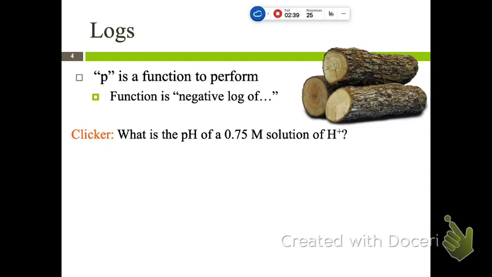We have 25 responses. Make sure you hit submit after you type in your answer for question number 3, please.